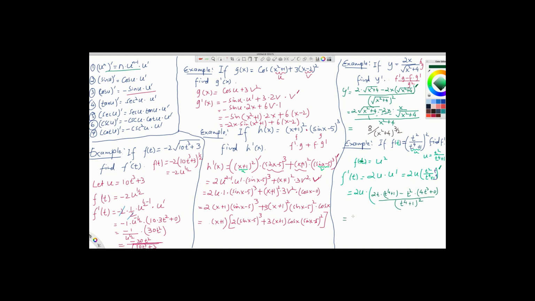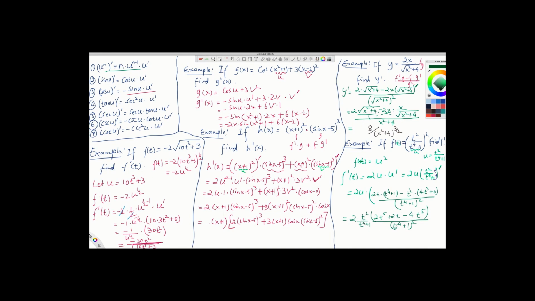You will get 2u. How much is that? That is 2t to the 5 plus 2t. Because you see that 2t times t to the 4 is 2t to the 5, plus 2t times 1 is 2t, minus 4t to the 5, divided by t to the 4 plus 1 squared. Okay, I should have put the value of u here too, so that it will be one step shorter, right? What is the value of u? You just replace back, so it is t squared over t to the 4 plus 1.